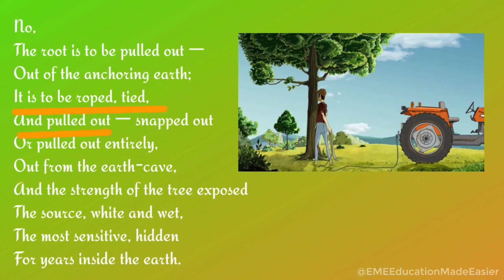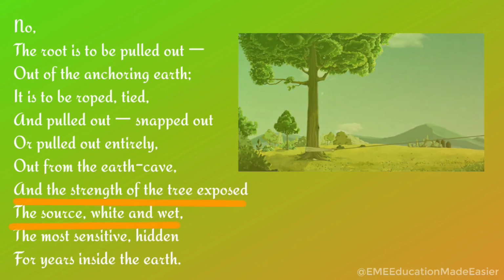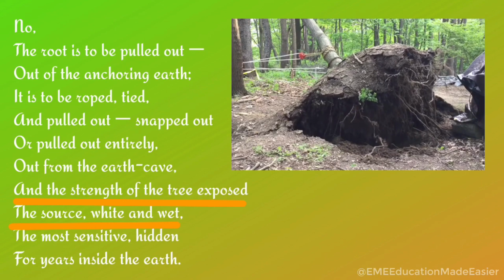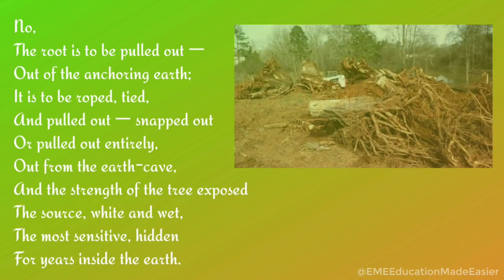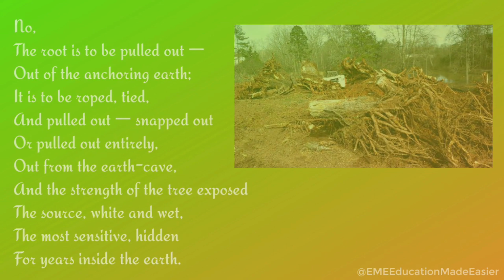For pulling it out, people have to tie it firmly with ropes and then apply great force to completely uproot it. In fact, the real strength of a tree lies in its roots, which remains wet and white deep under the earth. However, it cannot tolerate exposure to the sunlight or heat.